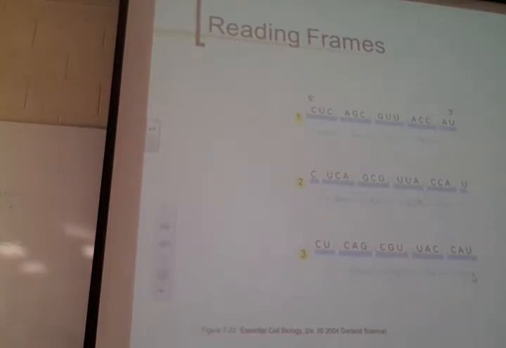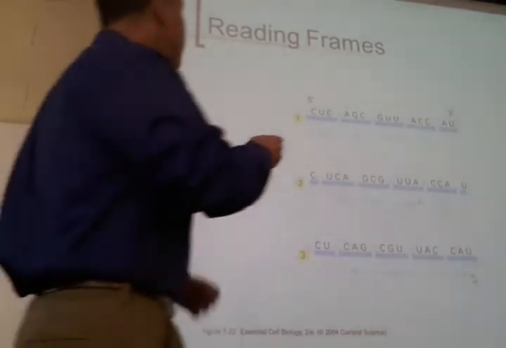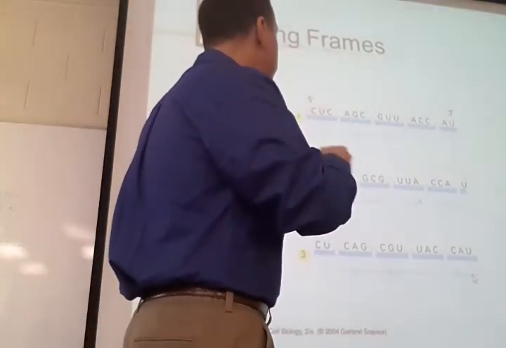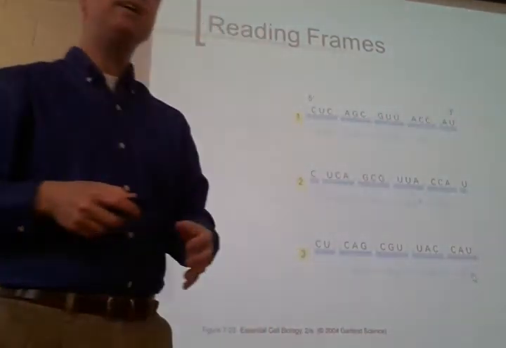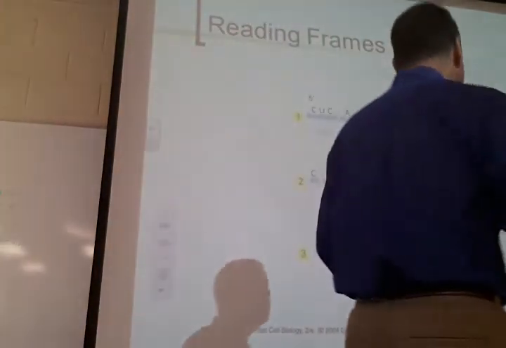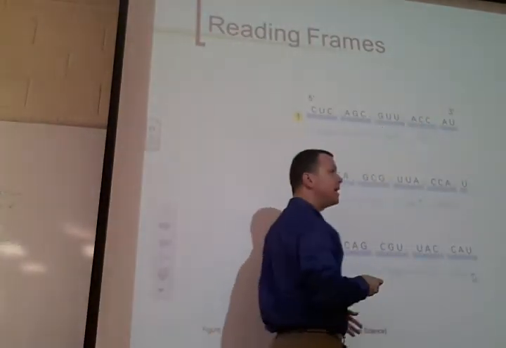And this idea of non-overlapping is all about reading frames. Since we have a triplet code, if I just give you a stretch of letters, a stretch of nitrogenous bases, and don't tell you exactly where the start is, then you can read it in any of 3 different frames.